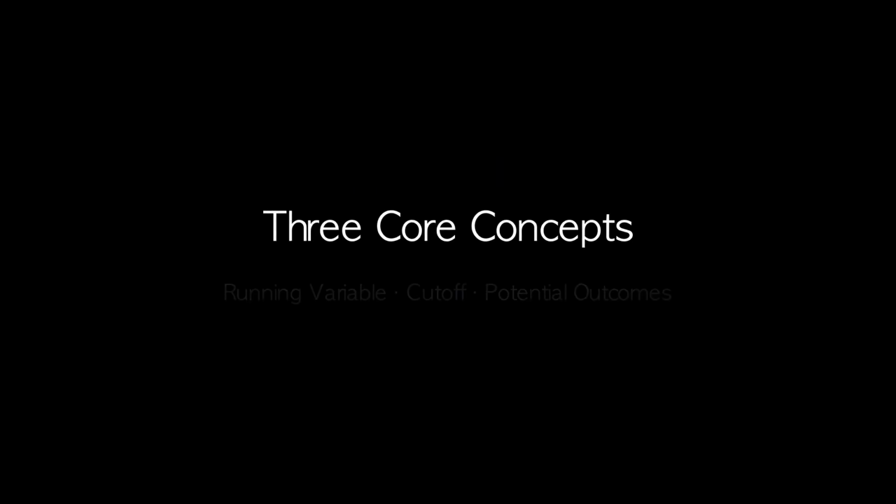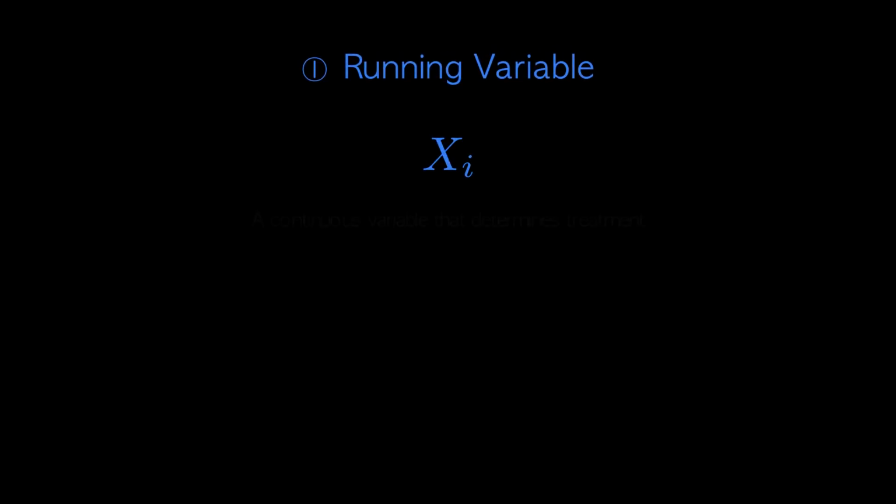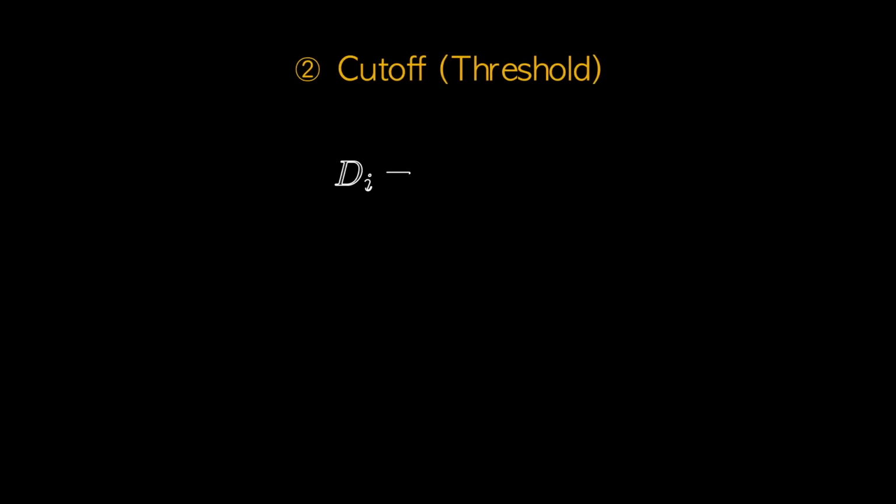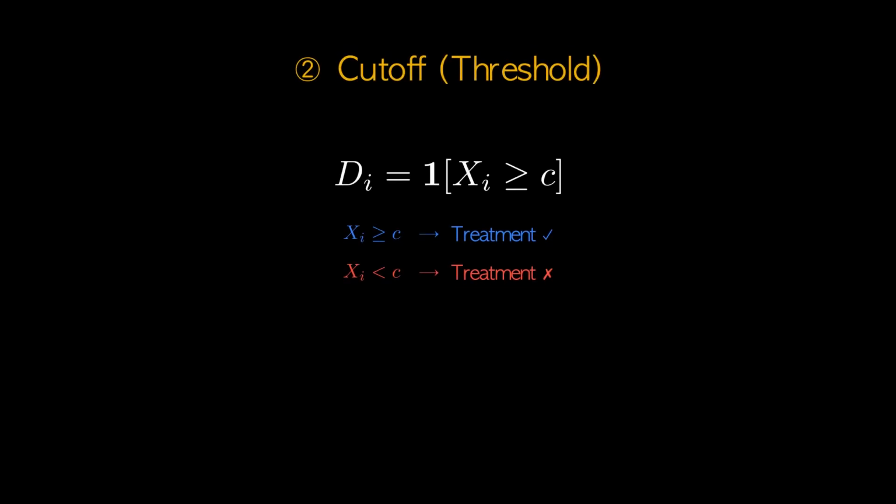To understand RDD, let's review 3 core concepts from causal inference. The first is the running variable. It's a continuous variable that determines treatment assignment, exam scores, age, income level. Each unit has a different value, and that value determines whether they receive treatment. As we discussed with the assumptions, units must not be able to manipulate this value to select into or out of treatment. The second is the cutoff, the threshold that determines treatment.